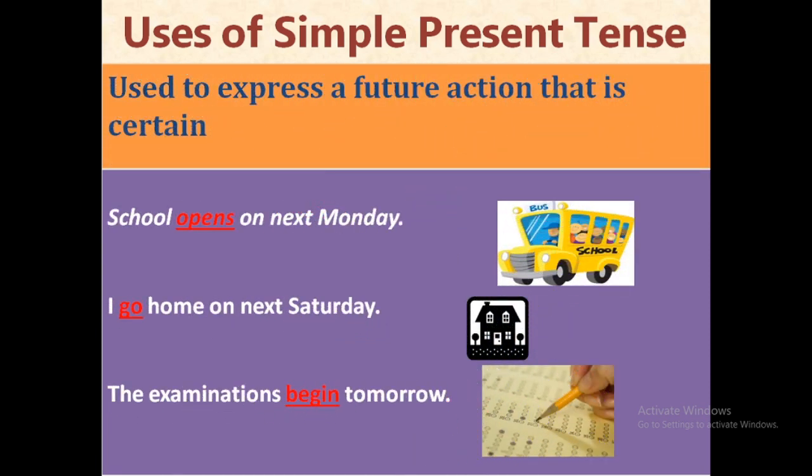And the fourth use, it is used to express a future action that is certain. For example, school opens on next Monday. It is sure that the school is going to be opened on next Monday. So we can use the simple present tense. I go home on next Saturday. It is pretty sure that I'm going to visit my home next Saturday. So we have used the simple present tense.